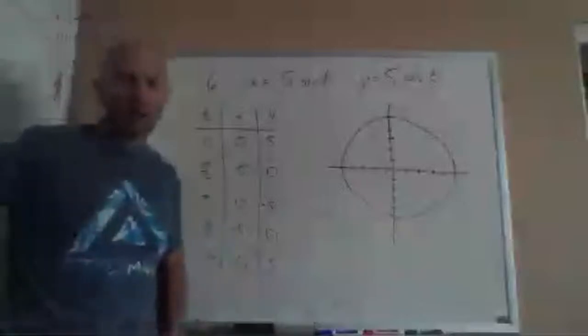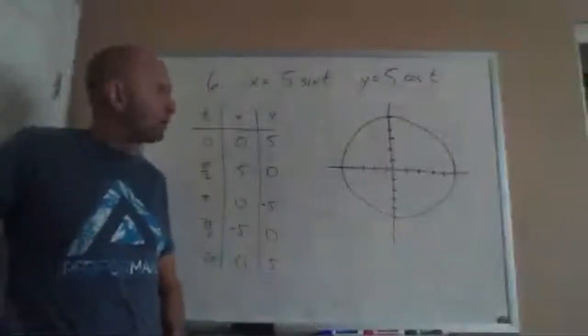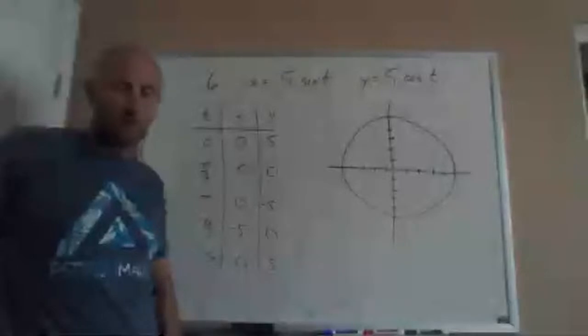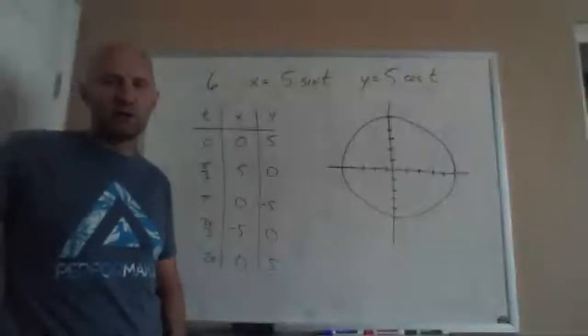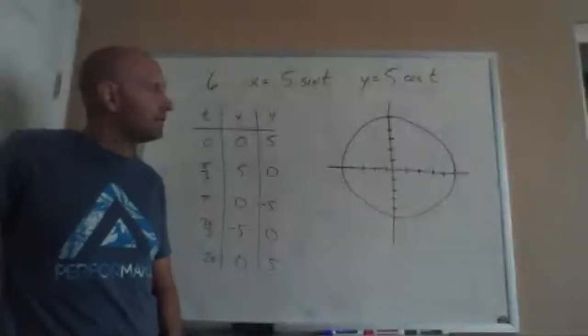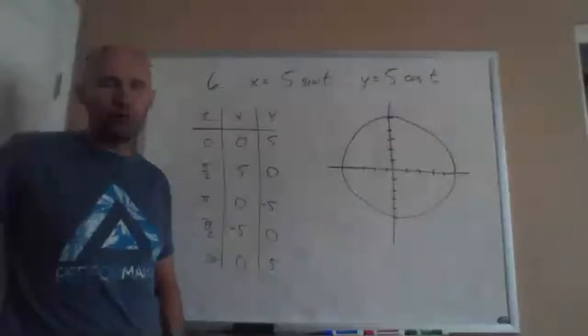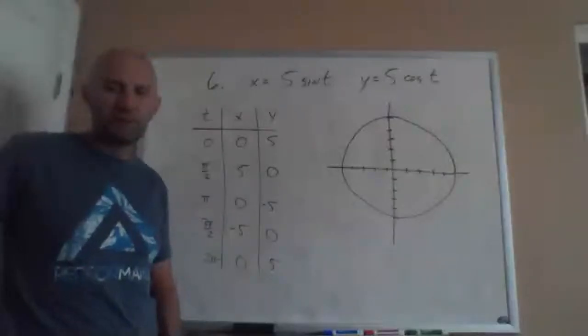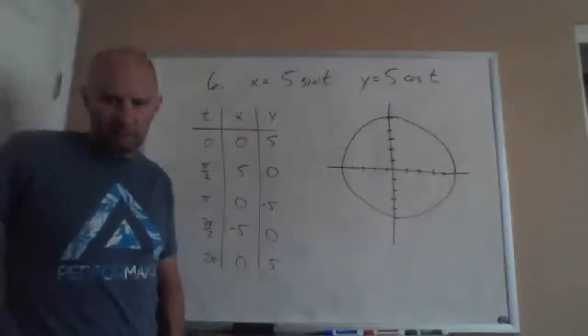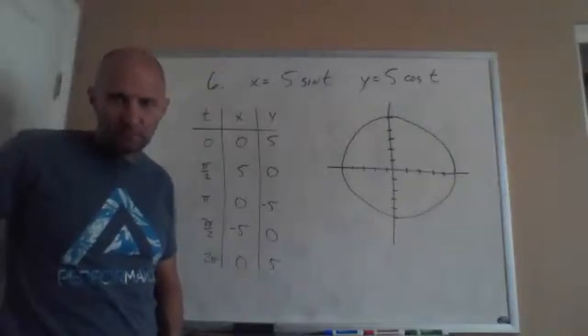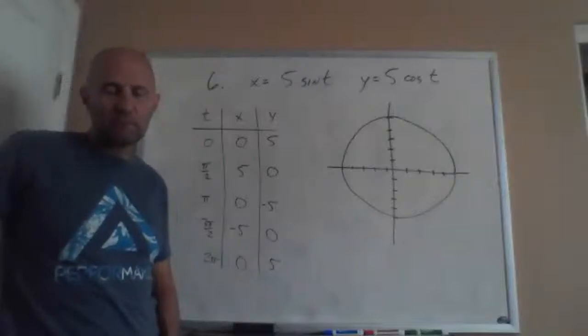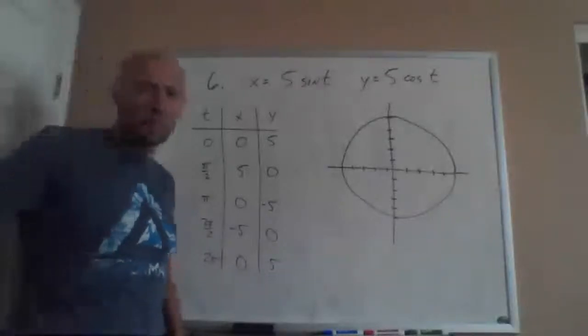I know a couple of you said sketching was the hard part. So any questions on how to get the values or how to sketch it to end up with a circle of radius 5? I know it doesn't look, it should be a circle anyways. Any questions on that? No? All right, so then the conversion.